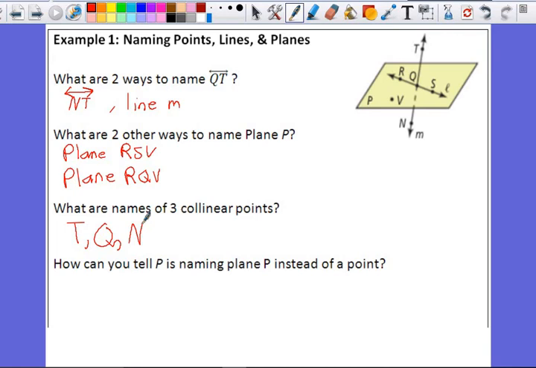And then how can you tell P is naming a plane instead of a point? What is the key there that it's naming the plane instead of a point? The fact that it does not have a what? Dot, right. So no dot, however you want to represent that it's not a point because it does not have a dot next to it. All right?